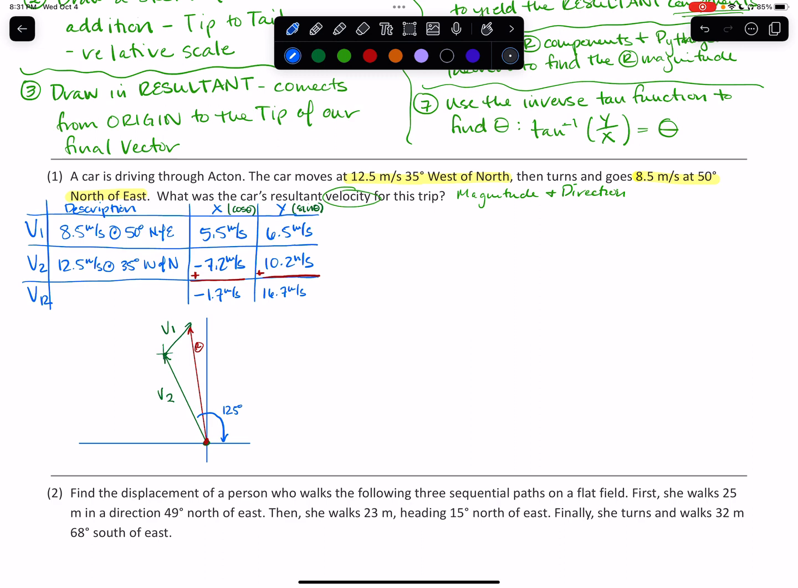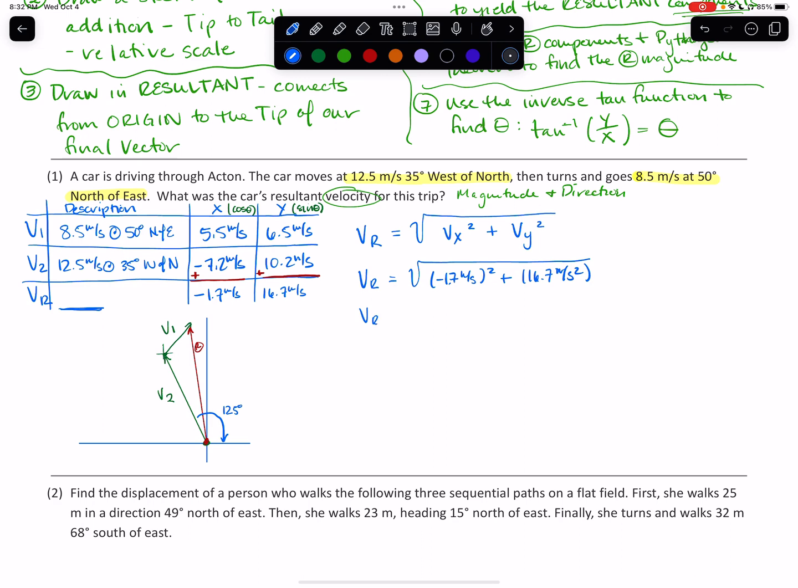So next, we need to figure out what the actual resultant magnitude is, and that's where Pythagorean theorem is going to come in. So the resultant's magnitude is equal to the square root of the x component squared plus the y component squared. So we plug in negative 1.7 meters per second squared plus 16.7 meters per second squared, and we run that through our calculator, and we should get in the ballpark of 16.8 meters per second. So that's the magnitude, 16.8 meters per second.